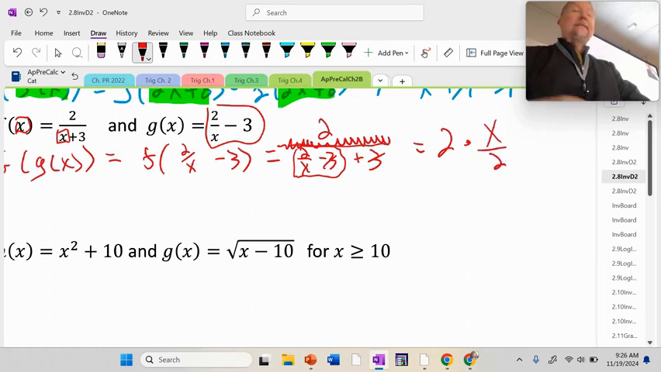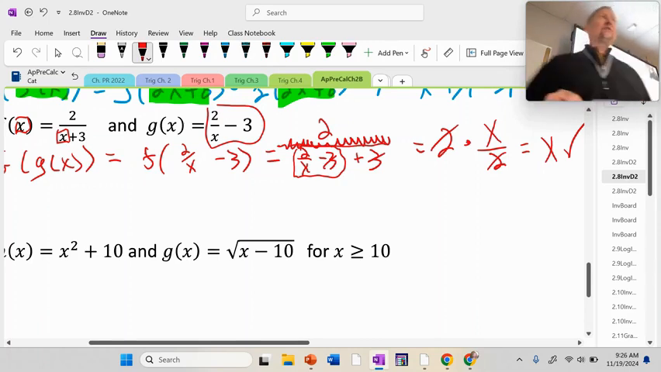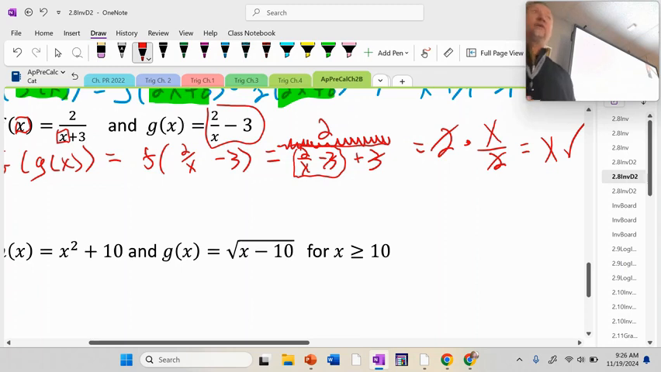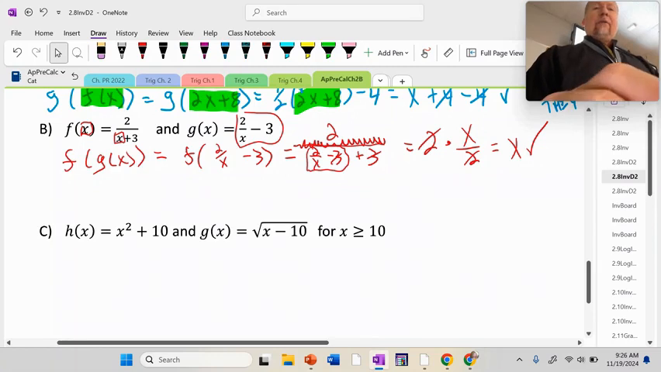This is not rocket science. This is not engineering. All right. And then the 2's cancel. This is basic math. And I get x by that happening. So I didn't freak out when I saw fractions within fractions. I understood the divide by a fraction rule. Grade school.